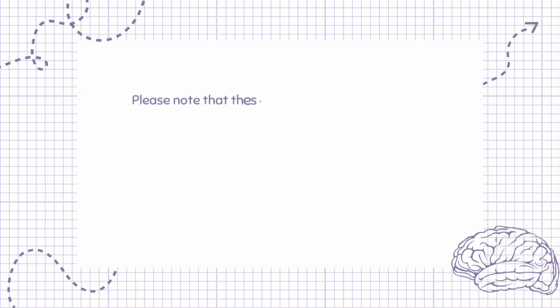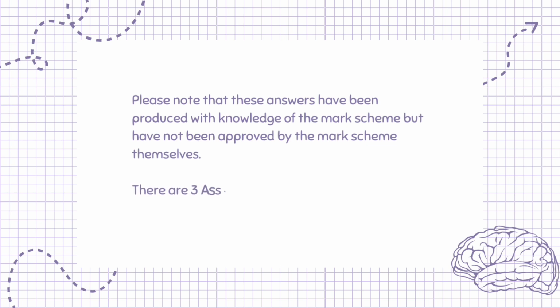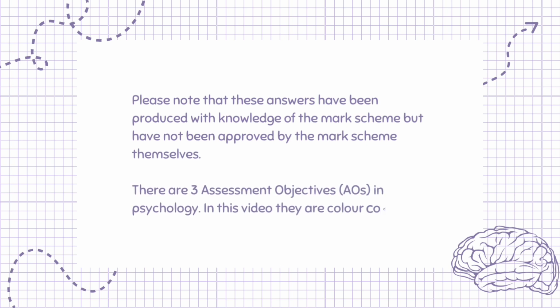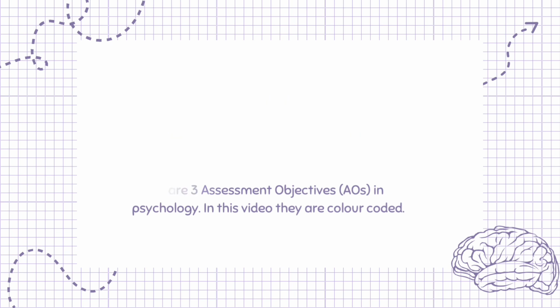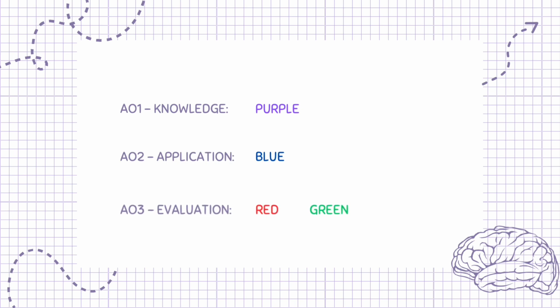Please note that these answers have been produced with knowledge of the mark scheme but have not been approved by the exam board. There are 3 assessment objectives, AOs, in psychology. In this video they are color-coded. AO1 Knowledge, purple. AO2 Application, blue. AO3 Evaluation, red and green.